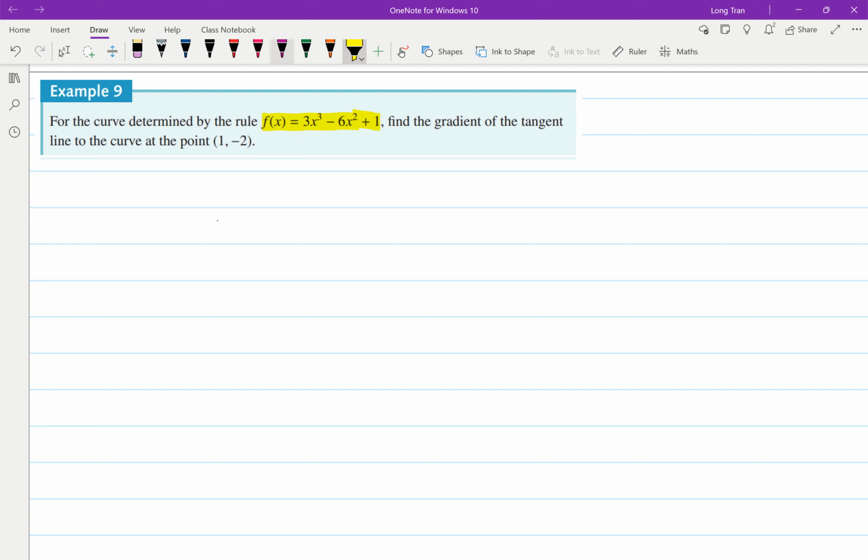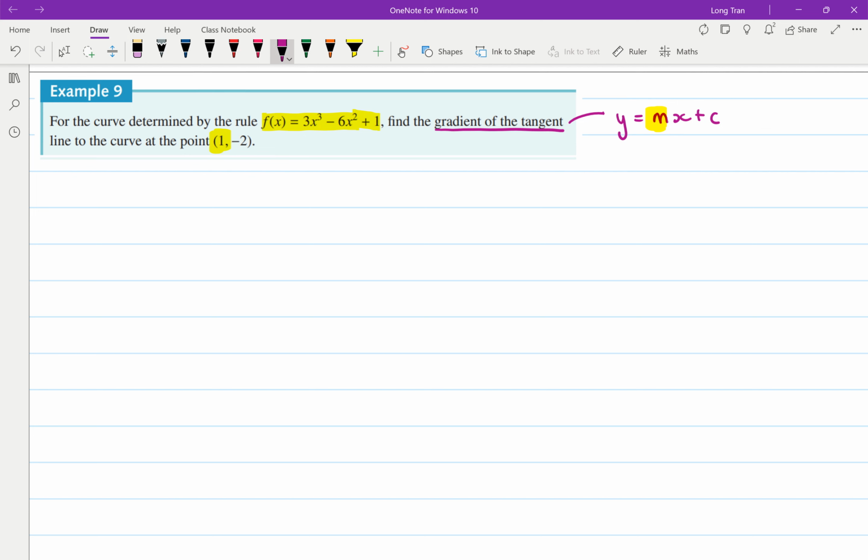They want you to find the gradient of the tangent line. So remember, the tangent line is y equals mx plus c. What they want you to do is to find m. And remember, you can find m, and this point here, they say at the point x equals 1, negative 2.